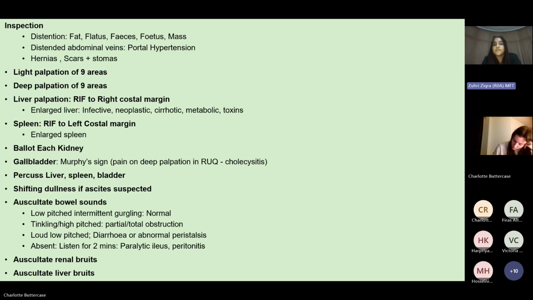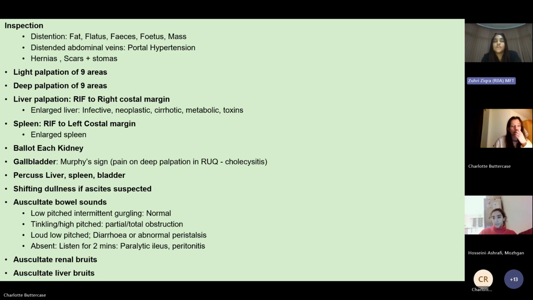Then you auscultate. So it should be low-pitched gurgling sounds, like a rumbling sound, basically, like when you're hungry. If you can't hear anything, listen for 2 minutes. You're not going to get a patient with no bowel sounds in an OSCE station. I highly doubt it, but if you're short for time, just say, I'd listen for 2 minutes to make sure there are sounds. And then finally, you could auscultate for renal bruits, and auscultate for liver ones as well.